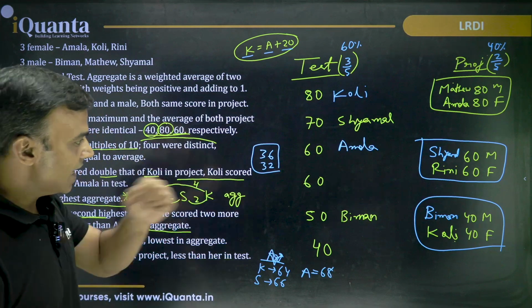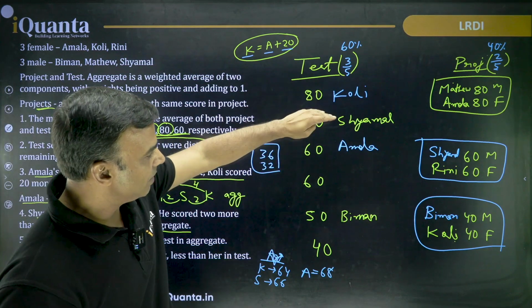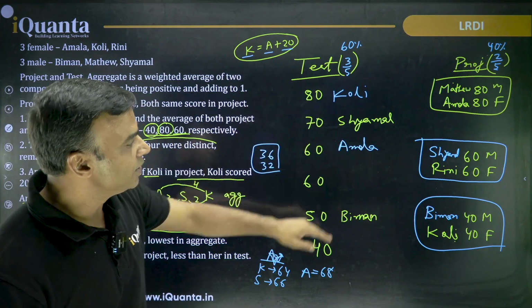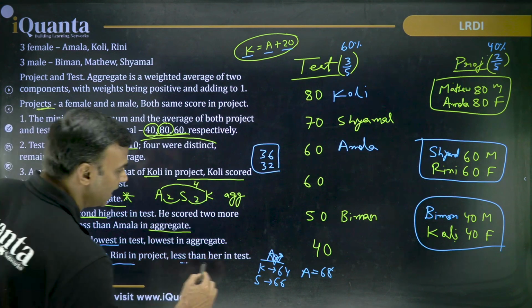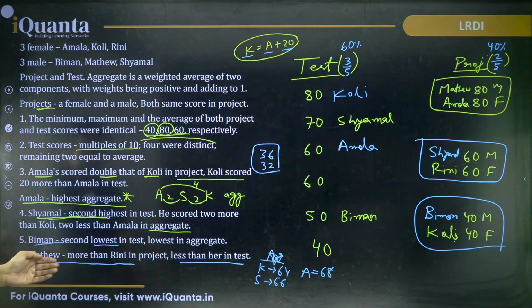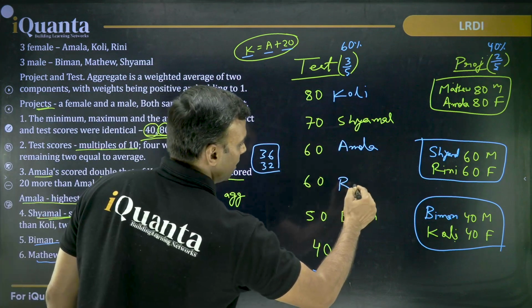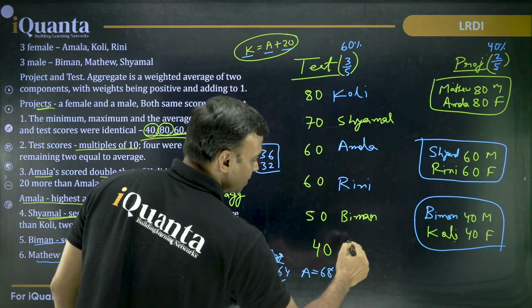Okay. Now, who else is left? Kohli, Shamal, Amla, Biman are done. Matthew and Rini are remaining. I think there was information about Rini. Matthew is more than Rini in project, but less than her in test. Very clearly, Matthew less than Rini. So Rini has to be here. Matthew has to be here.